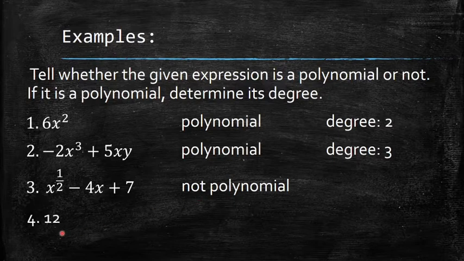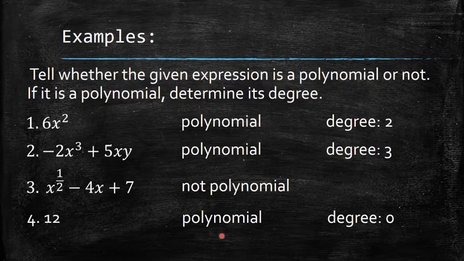Okay, let's have number 4. We are given here 12. This is a constant term. If it is a constant term, of course, it is a polynomial. And since it is a constant, the degree of this polynomial is 0 because we don't have any variable in this term. We only have a constant.